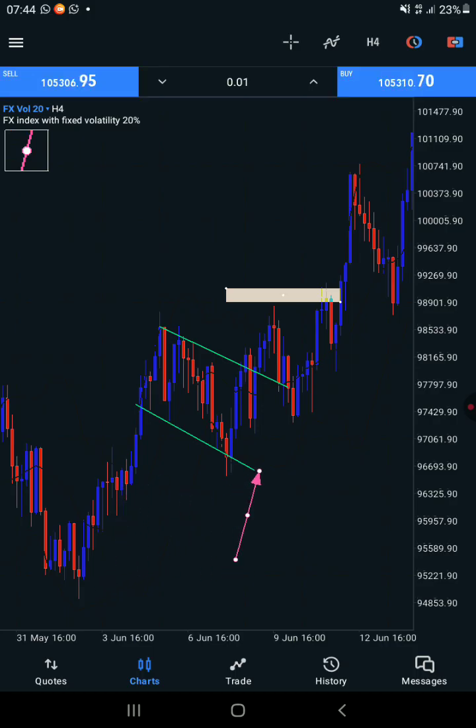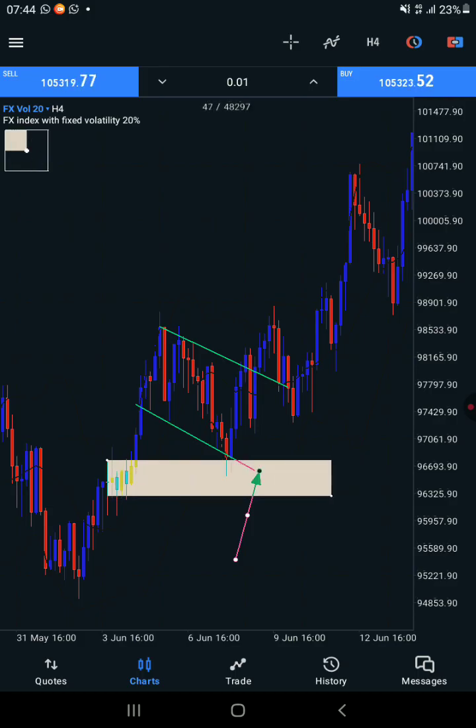Now what do you do? You bring your shadow zone, marking that area, and you extend it to the right. In this zone, that's where we're going to look for our entry. So when we have managed to draw the channel and we look at the support trend line, when it has entered within the zone, that's where we find our entry. So actually we could have entered here.